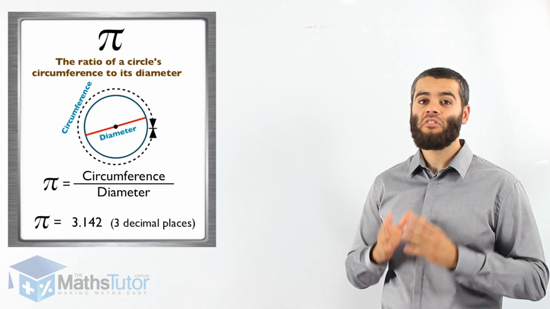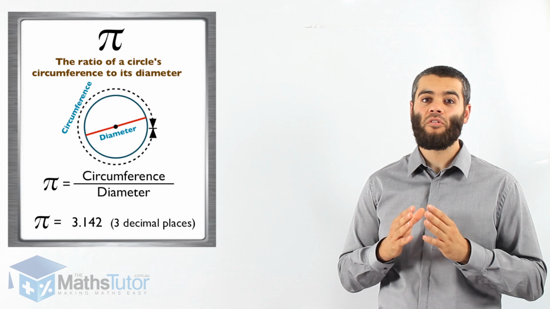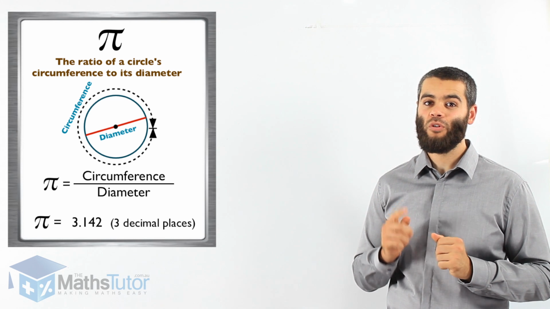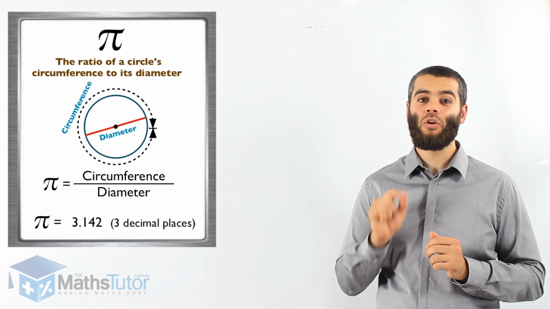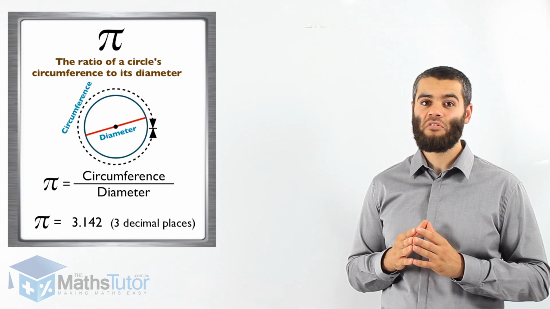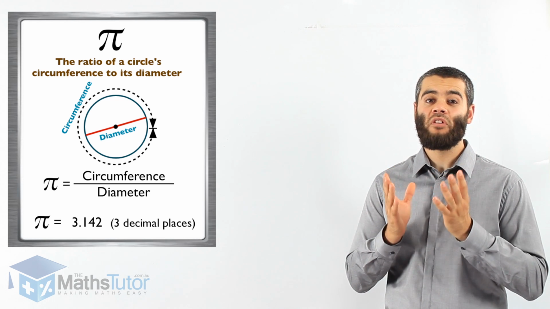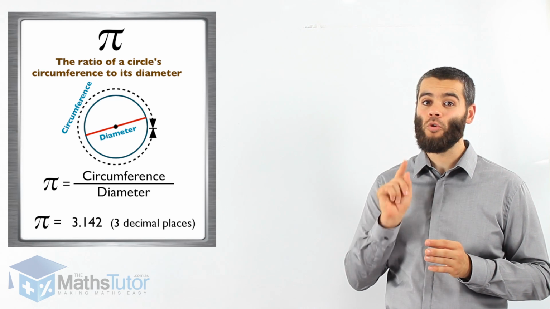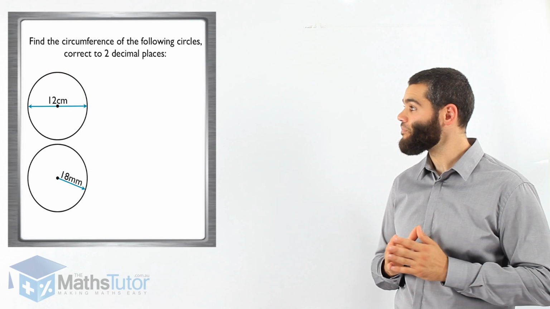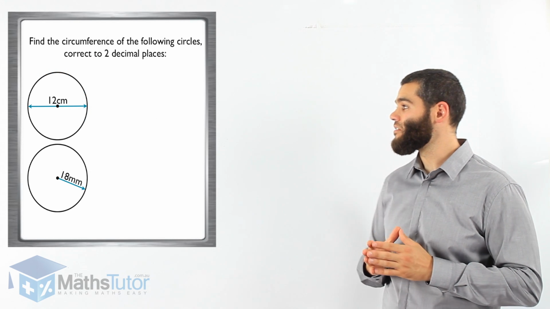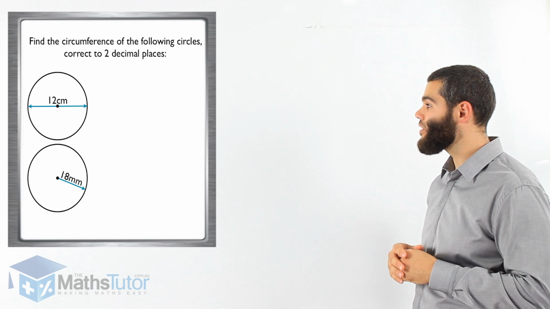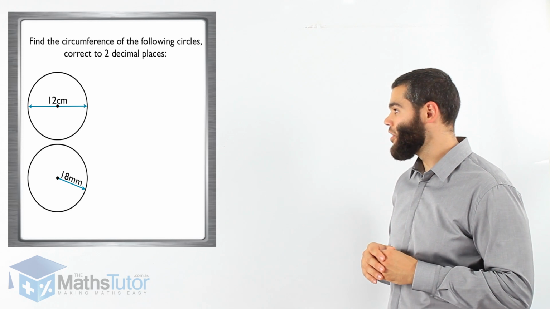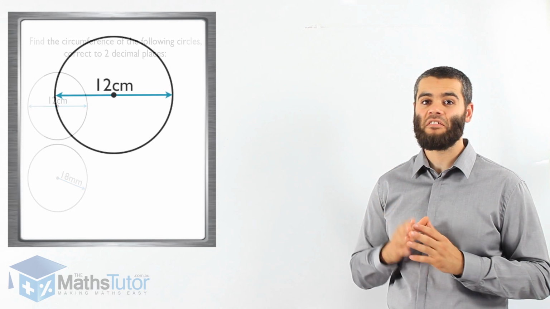Now we're going to use this symbol pi, and it represents 3.142. We're going to use it whenever we're working with circles, circumference of circles, area of circles. When working with cones, spheres, cylinders, we're always going to be using pi. Remember pi very well. The question says, find the circumference of the following circles, correct to 2 decimal places.